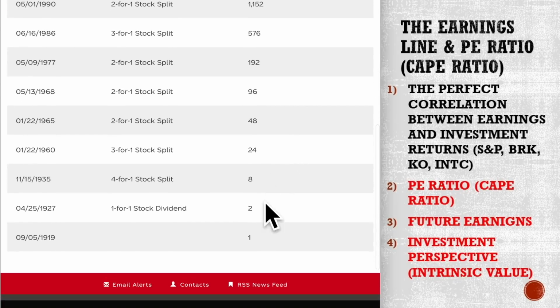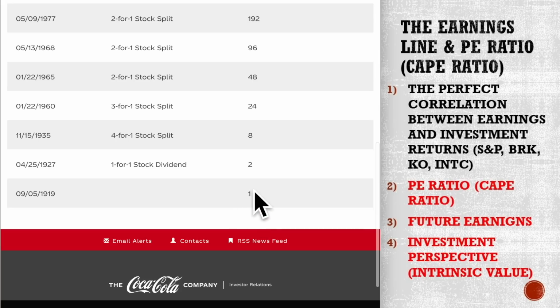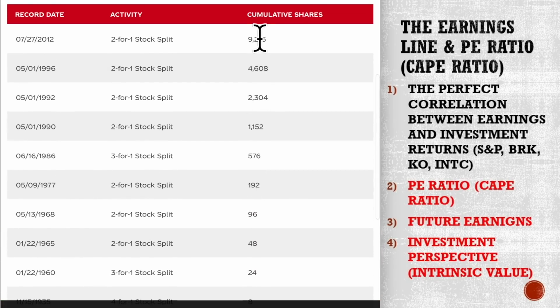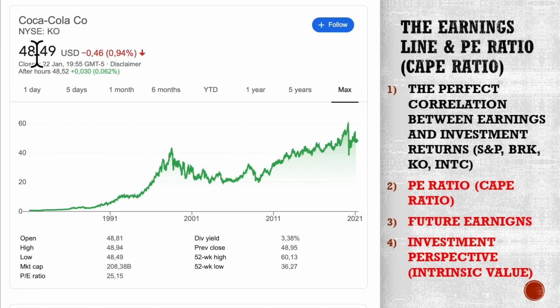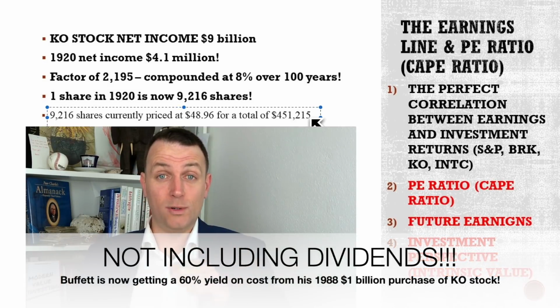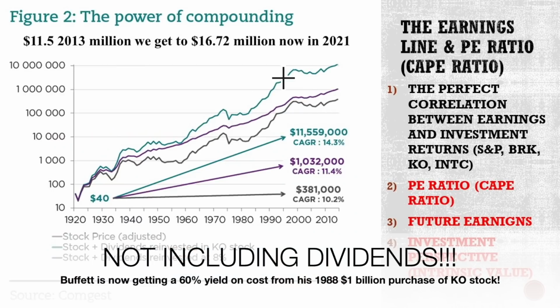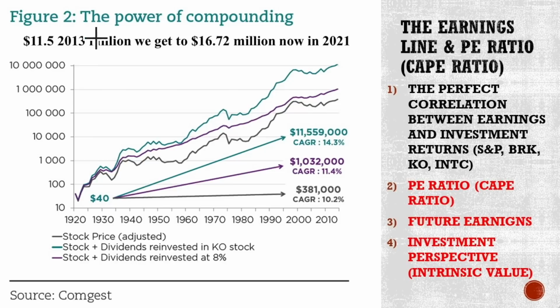Important to mention here that one stock at the IPO was worth $40, and after stock splits, if you owned one stock 100 years ago, now you would have 9,216 stocks of Coca-Cola. If we look at the price, 9,216 times, what's this, 48, 49, 50 bucks, we get to a total of $451,000. So one stock of $40 would now turn into $400,000. And here I have a nice chart from Comgest that calculated it up to 2013.